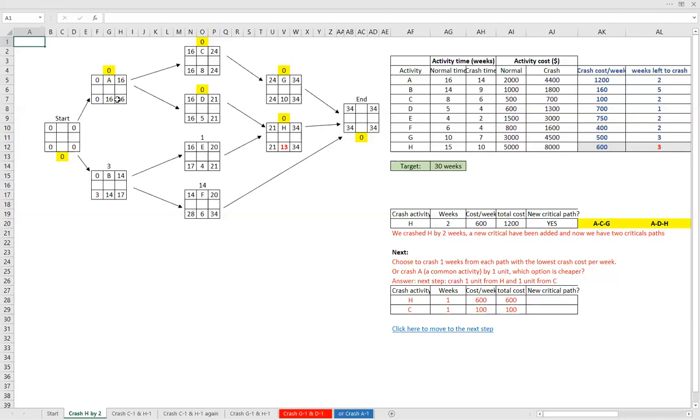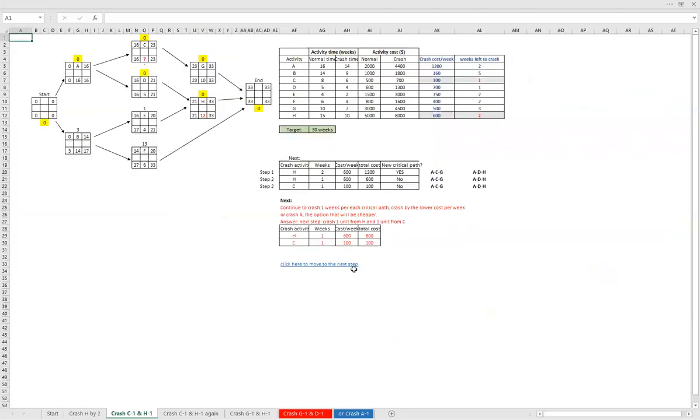So before we go and crash 1 unit per critical path, we check to see if we can crash one activity that might be cheaper. But actually we see that crashing the two activities H and C by 1 unit is a total cost of 700, compared to crashing A, which is 1200, so it's still not worth it. So our next step is to crash 1 week from H, 1 week from C. Let's click and see how this will be done.